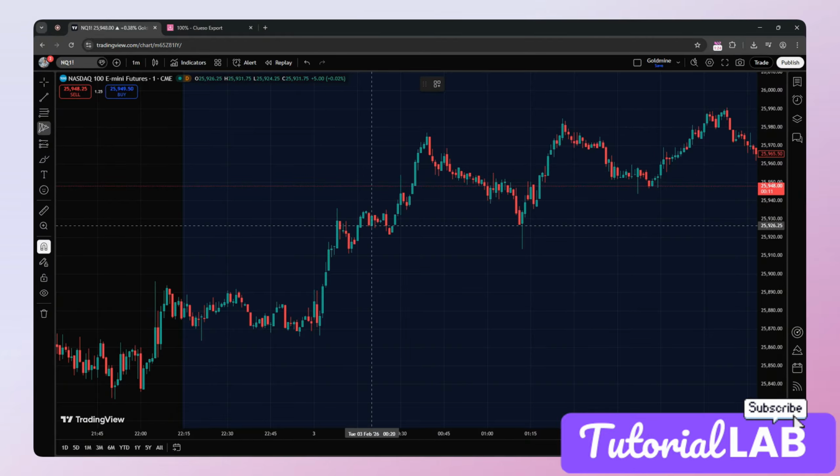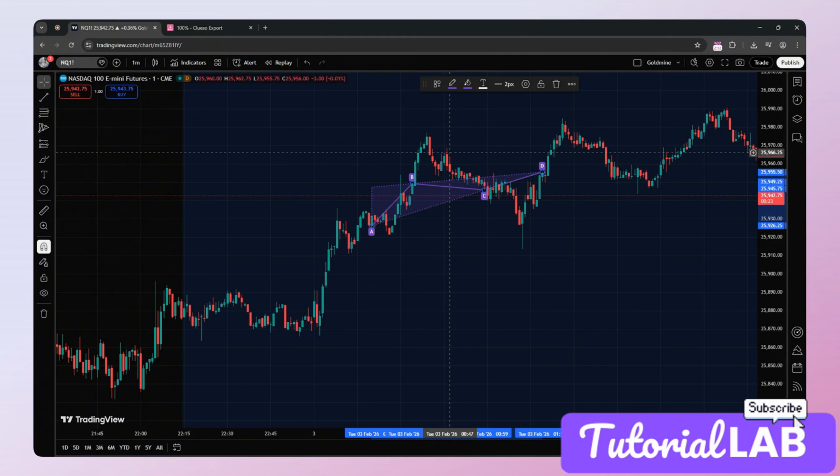Here is how we use it for trading. An ascending triangle has flat resistance on top and rising support on the bottom. We watch for a breakout above resistance for bullish trades. A descending triangle has flat support at the bottom and declining resistance on top. We look for a breakout below support for bearish trades. A symmetrical triangle has converging highs and lows. Price can break out in either direction, so we wait for confirmation.